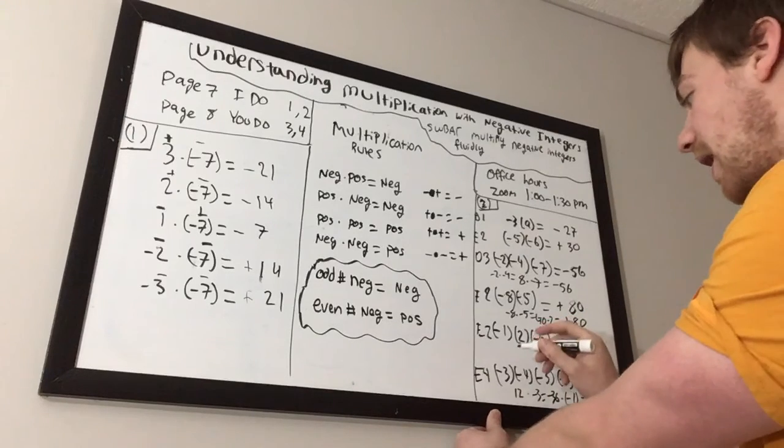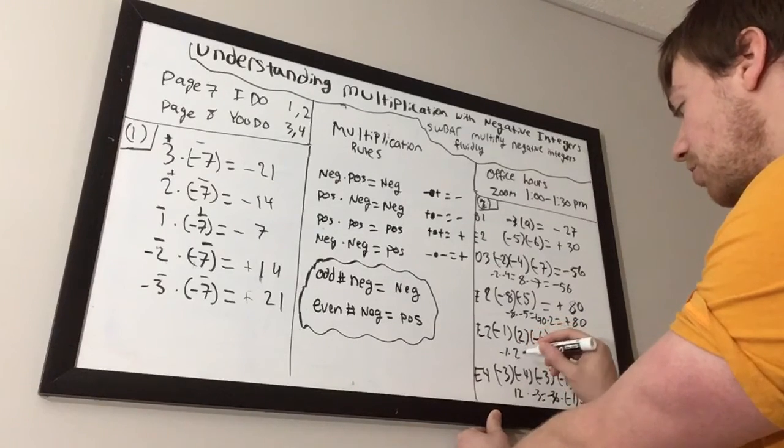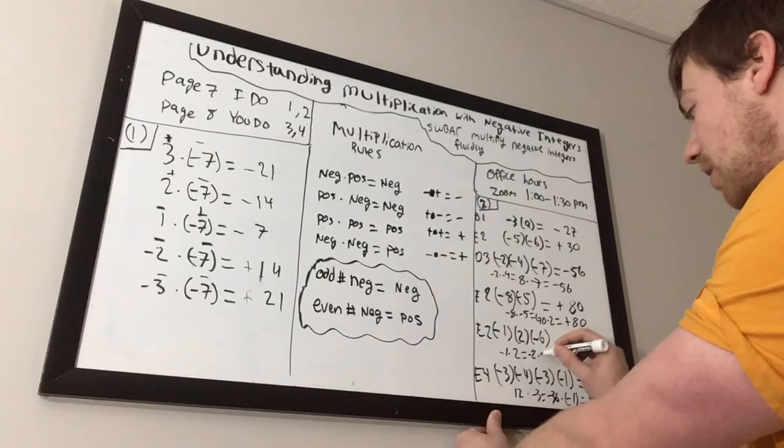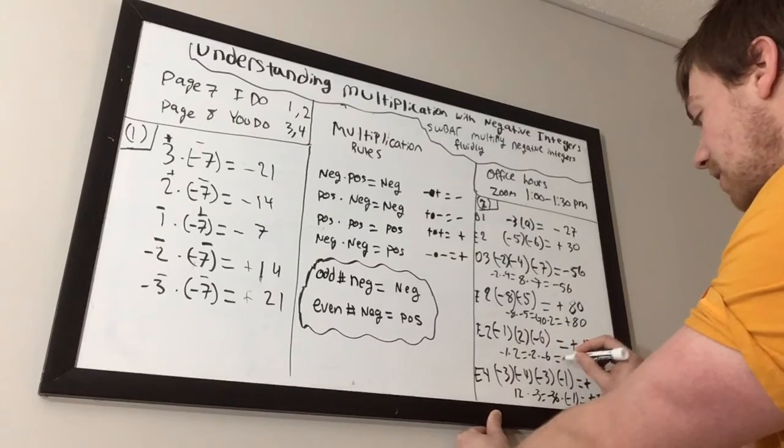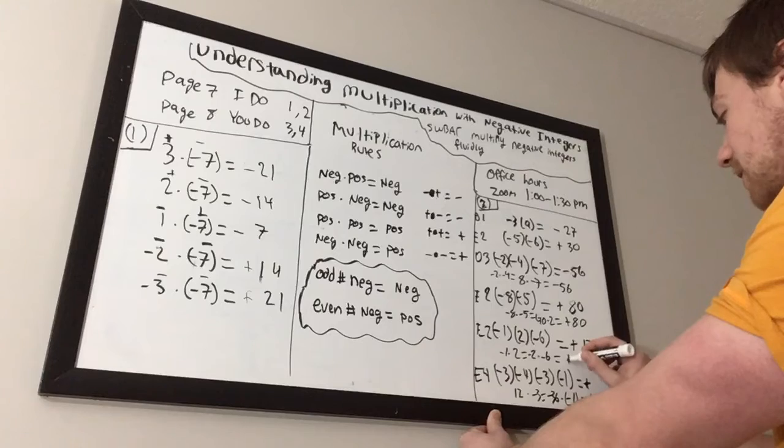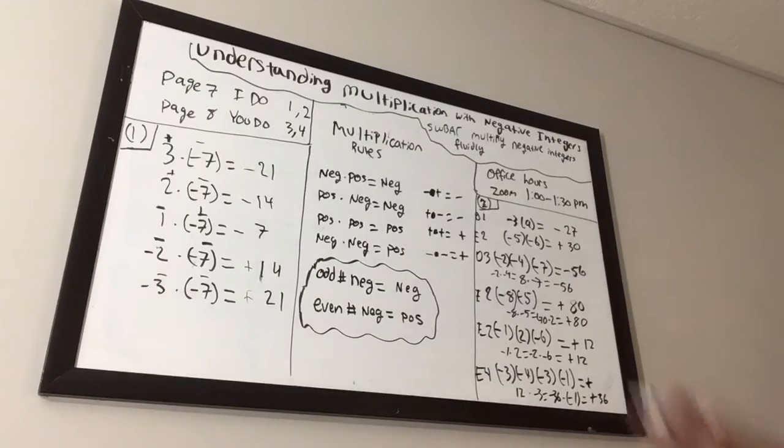Here we had negative 1 times 2 equals negative 2. Negative 2 times negative 6 is equal to positive 12. So that's just how I did my process for you, just to make it a little bit easier so you could follow what I did.